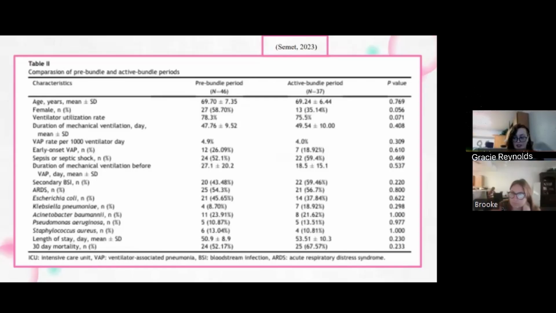Our method connection here is that one of the primary study objectives was to compare outcomes before and after implementation of the VAP prevention bundle. The researchers divided patients into a pre-bundle group and an active bundle group and compared VAP incidence, mortality, complications, and pathogen distribution. Results connection to this: the table here shows the outcome of that comparison. The data indicates that VAP rates, early onset VAP, mortality, ARDS, bloodstream infections, and pathogen distribution were similar between the two groups, meaning the measured outcomes did not significantly differ after bundle implementation.